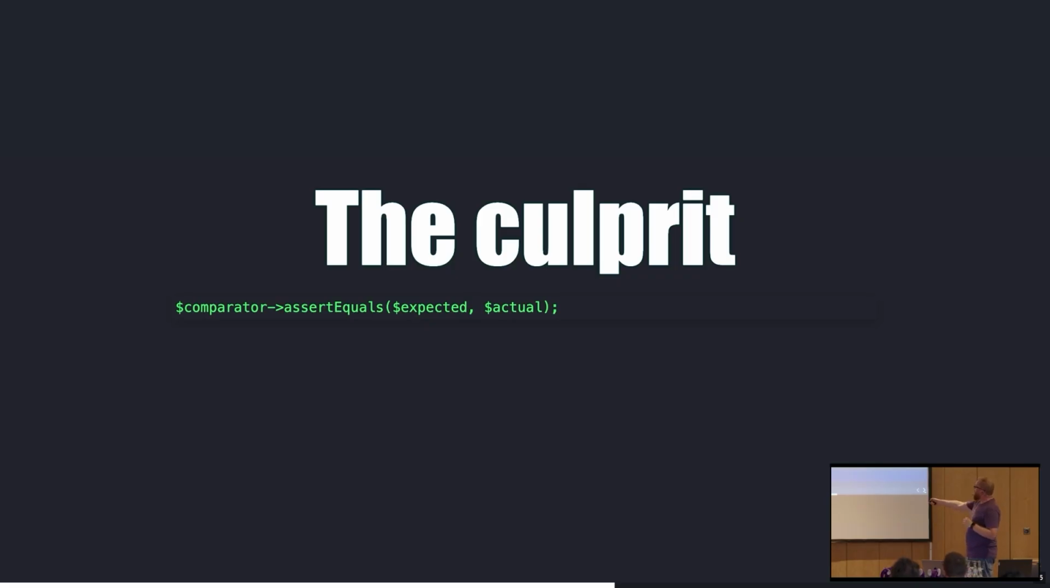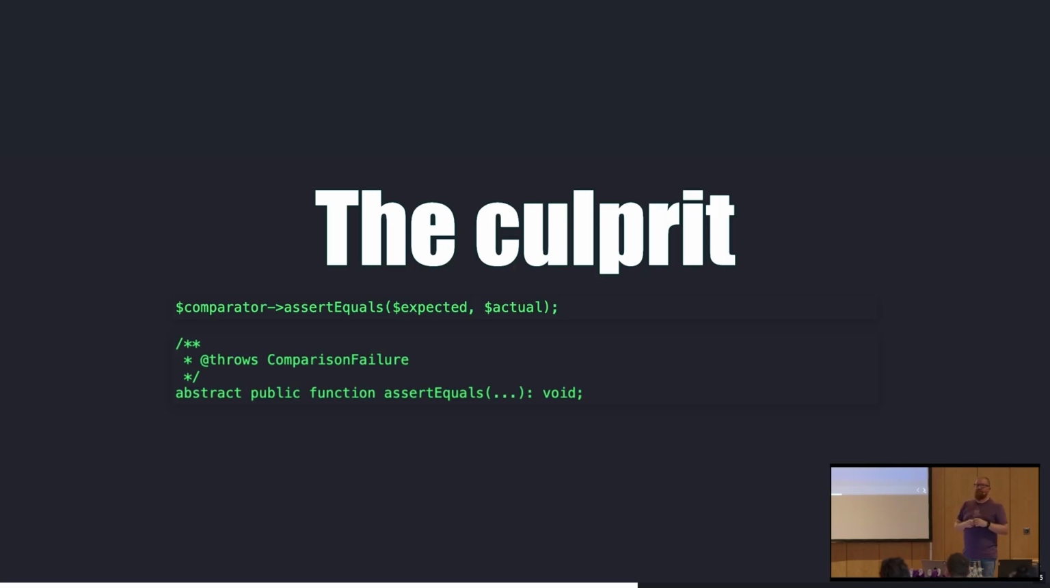That is the function call that we were making. There's an instance of a comparator class, and we call assertEquals, giving it the expected and the actual value. The interesting thing here is the signature of that function: it returns void if everything is correct. But if the assertion doesn't match, then it throws a ComparisonFailure. That is a horrible idea to do in production.